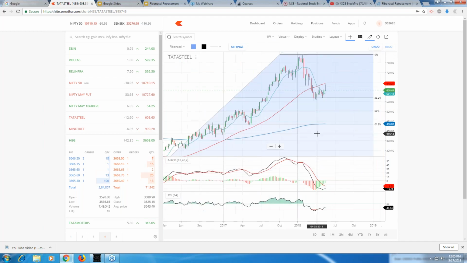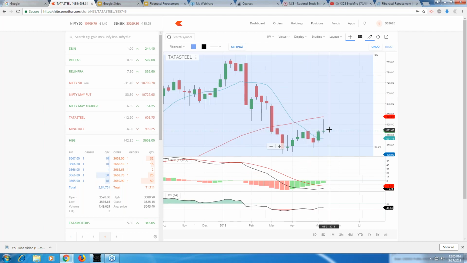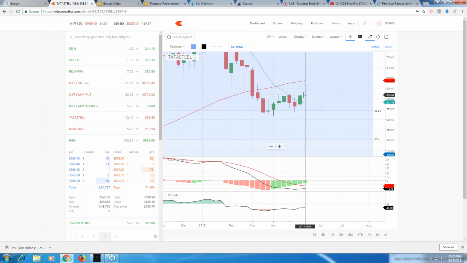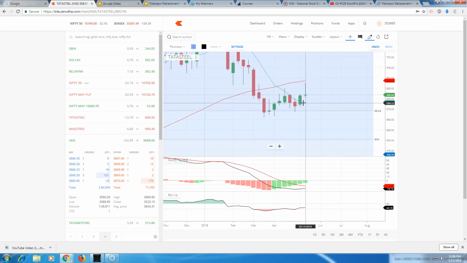Right now it has fallen, and it's taking a support from its 38.2% retracement, right? But today this candle shows me there's a huge amount of selling that one can expect. This price rejection indicates that the stock is under pressure. If the candles come below the 10 moving average, then it is going to be under even more pressure, right?